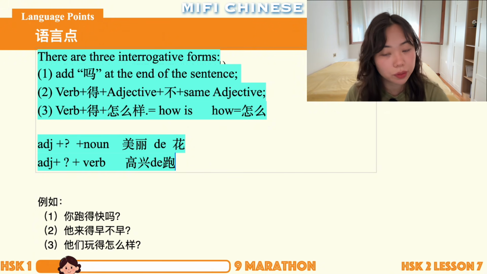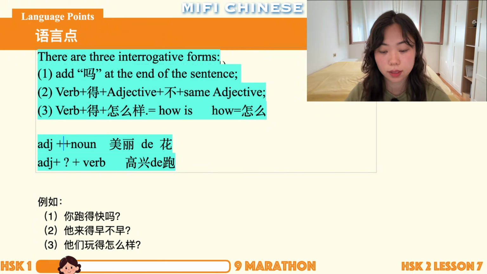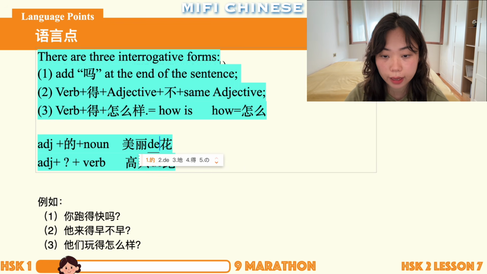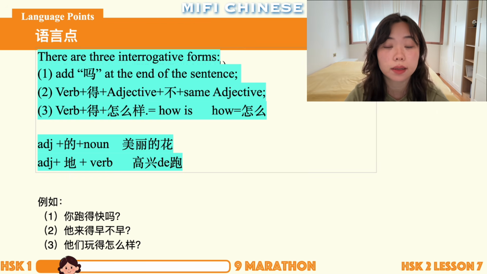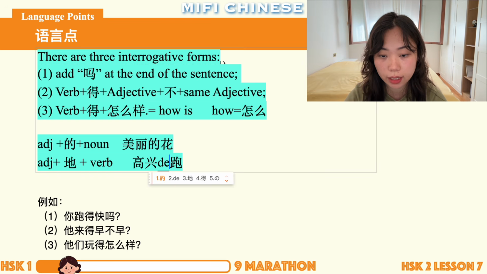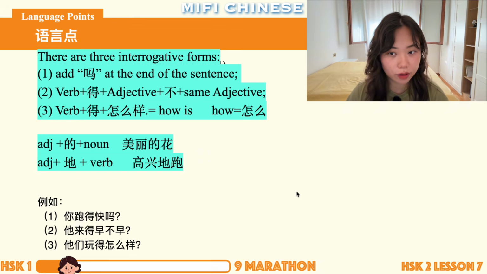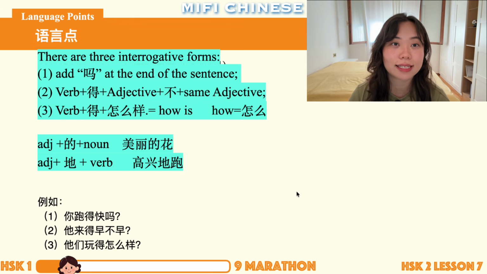So the first one we should actually use this the, right? This the is to connect a verb. And then the second one we should use this the. It is used to connect the verb, right? Okay, so that is everything about part 1 of lesson 7.